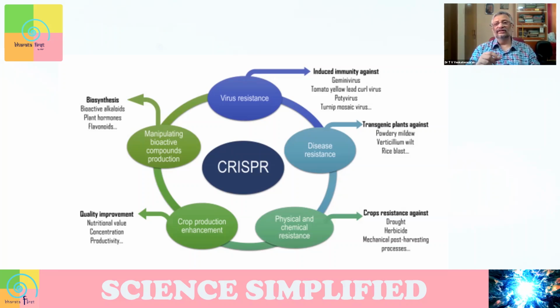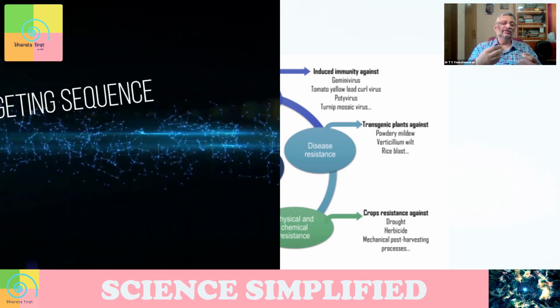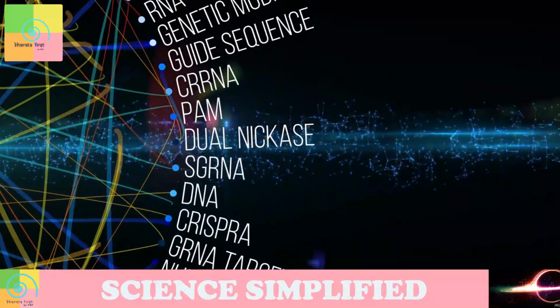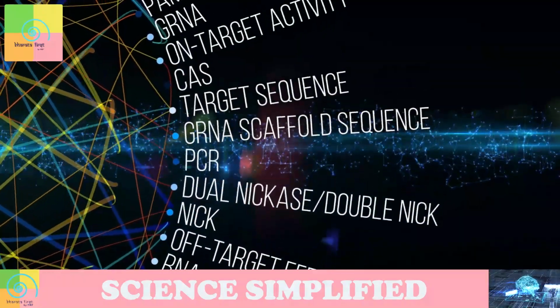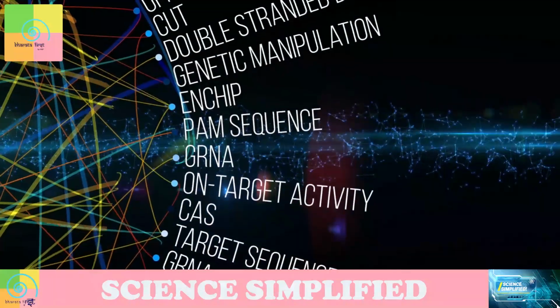You can create a plant with disease resistance, basically a plant which will secrete certain chemicals which will attack the pest or fungi which is attacking the plant. You can also change the physical and chemical resistance, like you can make crops resistant against drought. Okay, you can improve the crop value. That is, you can increase the nutrition value by making the plant produce seeds with, let's say, more vitamin A. Okay, or iron-rich seeds. So basically, for example, iron-rich wheat you can produce so that anemia can be addressed.